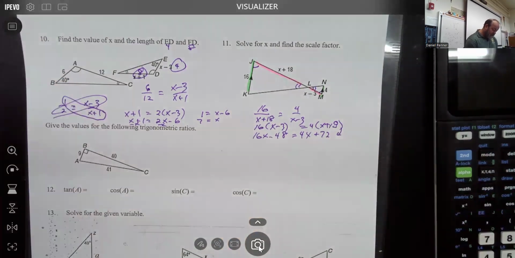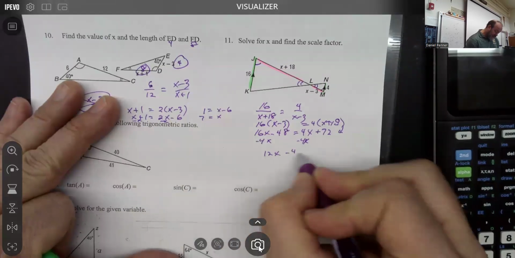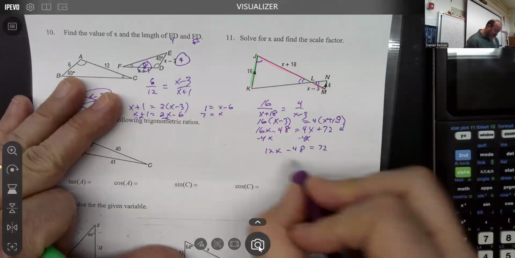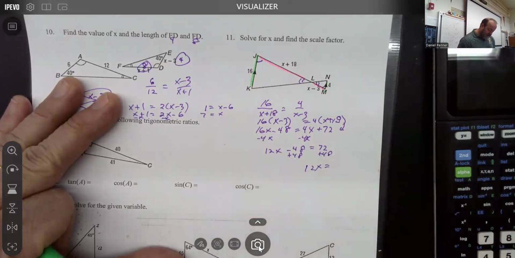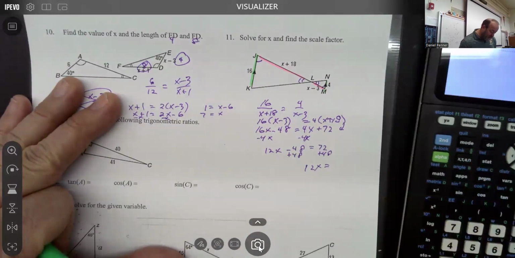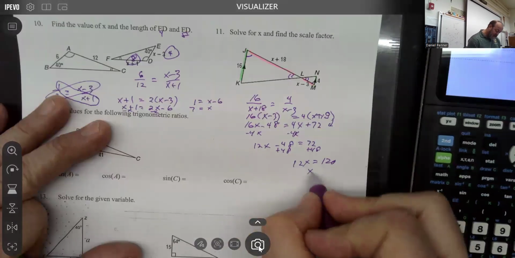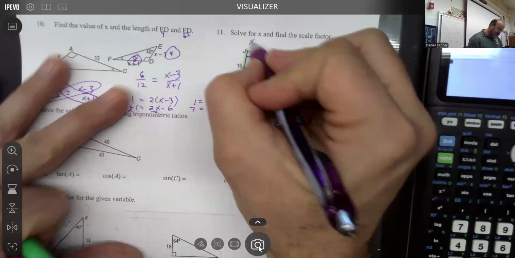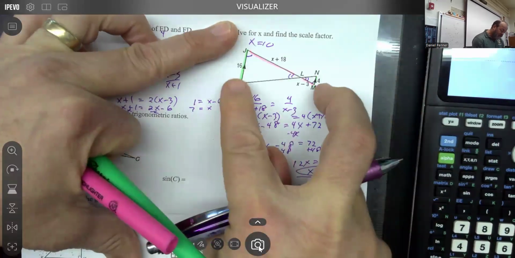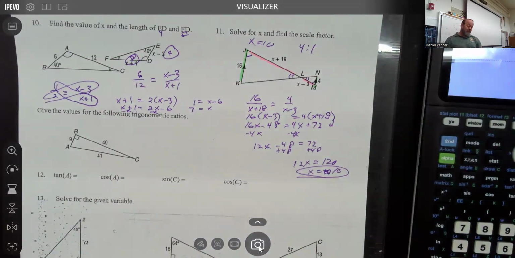All right, so I'm going to subtract 4x from both sides. I got 12x minus 48 is equal to 72. I'm going to add 48 to both sides. And now I've got 12x equals, let's see, what is 72 plus 48? 120. And what do you know? That was so nice. I got x is exactly 10, right? So it says solve for x. So I got that x is 10, and my scale factor is 4-to-1, or you could say 1-to-4, depending on if you're going from little to big or big to little. If it's little to big, it's 4-to-1. If it's big to little, it's 1-to-4.